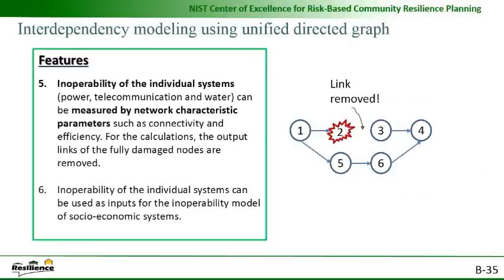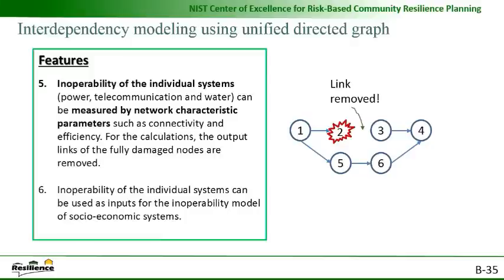Based on this directed graph approach, inoperability or operability of the individual systems can be determined by using network characteristic parameters such as connectivity and efficiency. For the calculations, the output links of the fully damaged nodes are removed since they become non-functional. This operability or inoperability of the individual systems may be used in decision-making as inputs for the modeling of socio-economic system damage, and recovery.